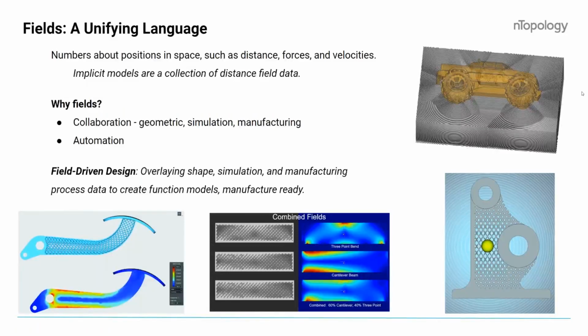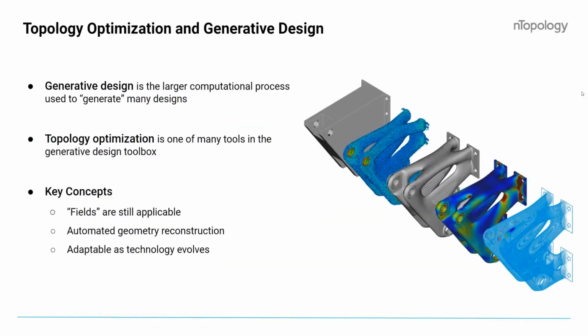All right, so with that in mind, I'm going to turn things over to Trevor. He's going to delve into topology optimization in the context of what I just described, fields and implicit modeling. Trevor? Thanks, John. Hello, everyone.